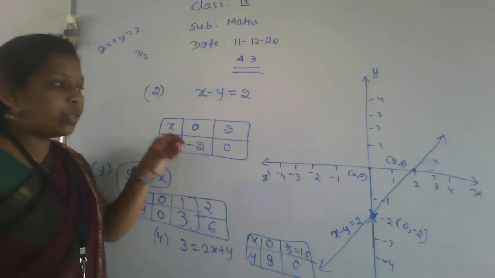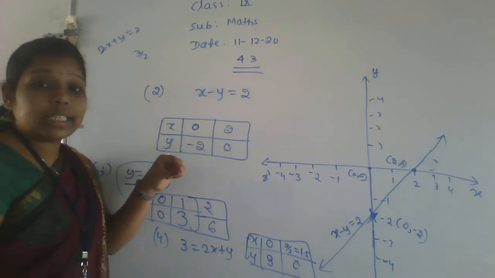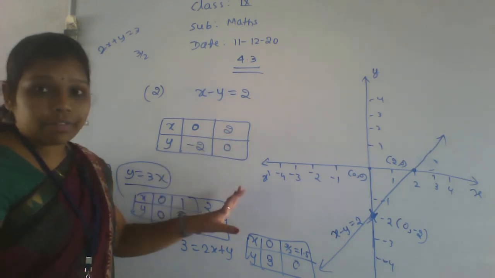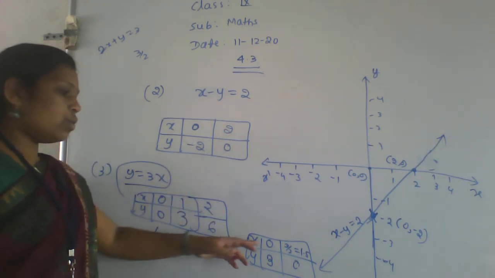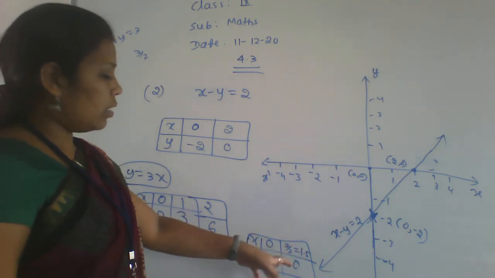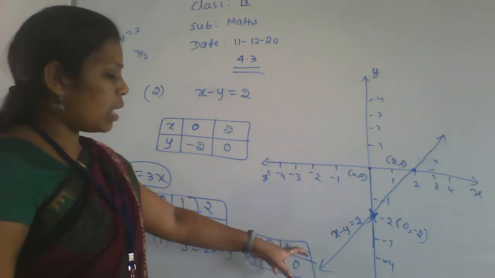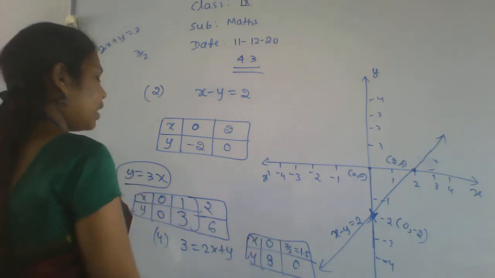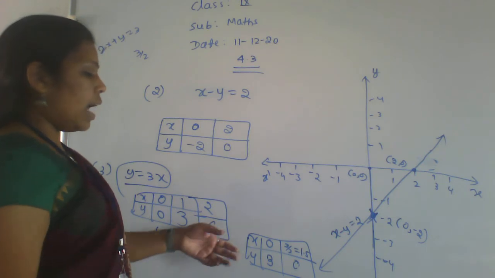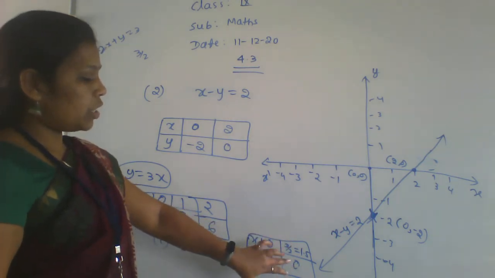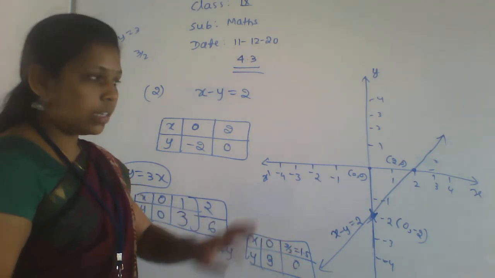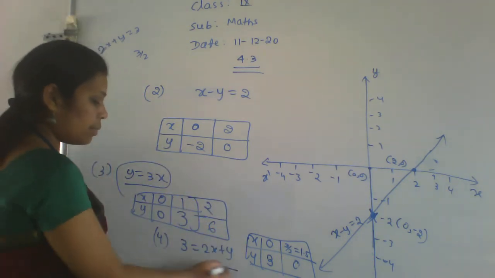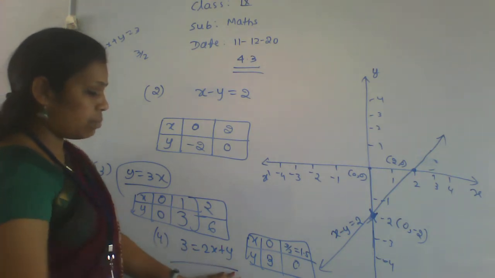In the graph, between 1 and 2 there will be a middle line. That is nothing but the 1.5 value. You can see that clearly in the graph. So x is equal to 0 and y equal to 3. x is equal to 1.5 and y equal to 0. So these are the two coordinate points. Now plot the graph. Locate these two coordinates on the graph, join them, and you will get one straight line representing the equation 3 is equal to 2x plus y.